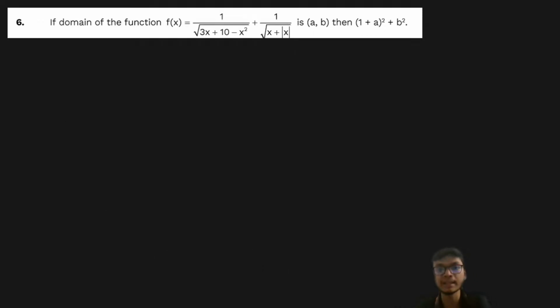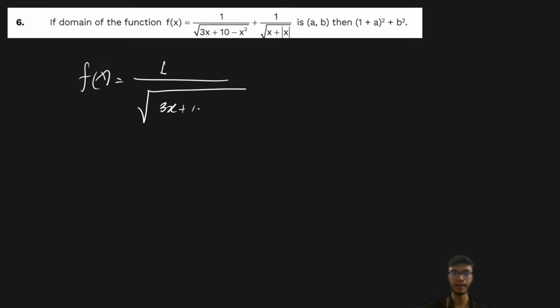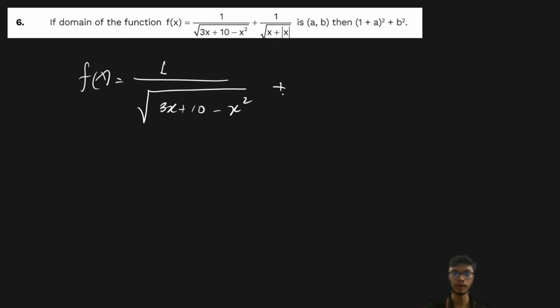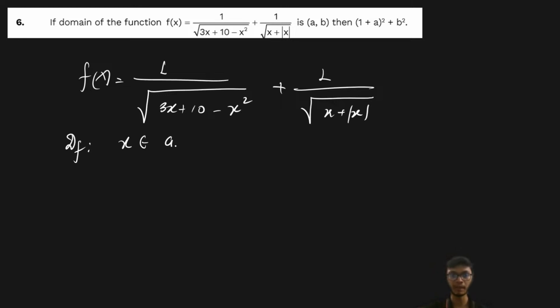The next problem is another very interesting problem. We have to find the domain of a given function. The function given is 1 upon square root of 3x plus 10 minus x squared, plus 1 upon square root of x plus mod of x. And it is said that the domain of this function is x belongs to (a, b).